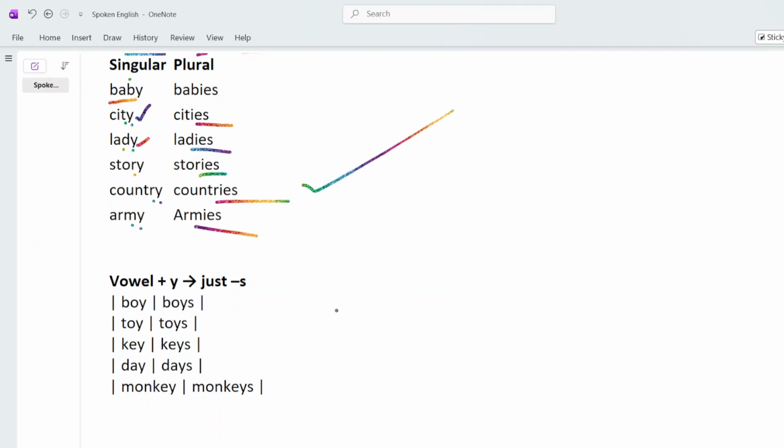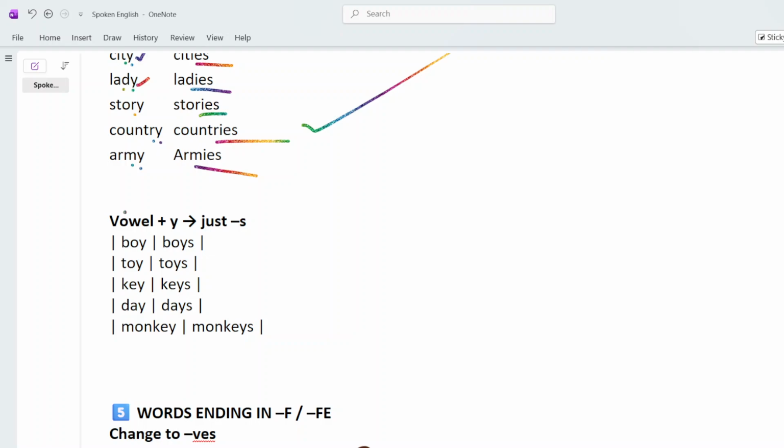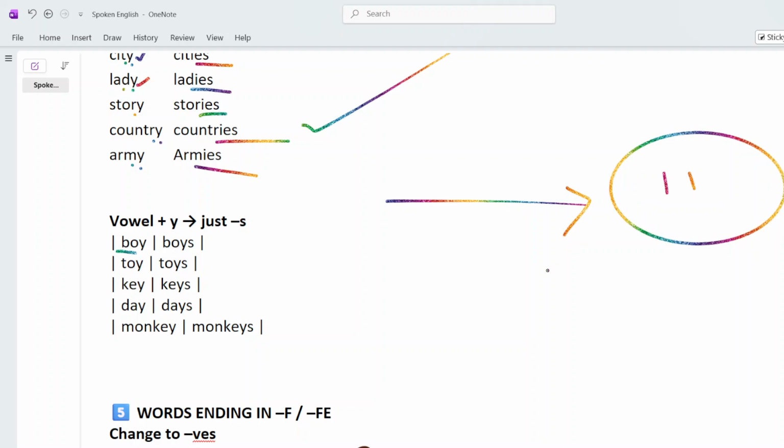Now, the next rule is when you look at this word, boy, what do you notice, guys? Come on. Pause the video here. Please pause the video, and don't read anything on the screen. I'm just asking you a question. What is the difference between this word army and this word boy? If you know the answer, well and good.